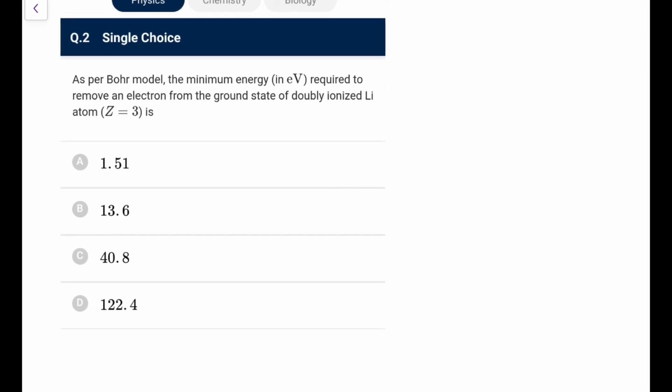Next thing. As per the Bohr model, the minimum energy in electron volts required to remove an electron from the ground state of lithium 2 plus. So directly you can say that is the energy of the first state. That would be 13.6 Z square, that would be 13.6 into Z square, which means 9. So it would be 122.4 out of these options. Go for option D in this particular case.